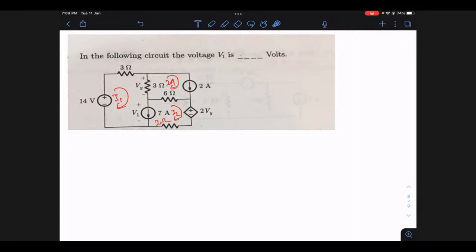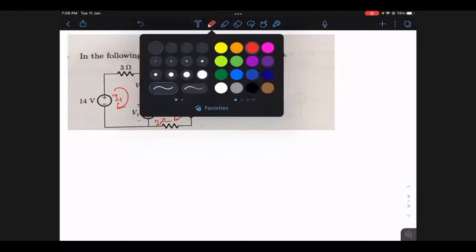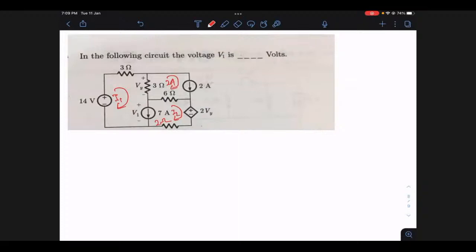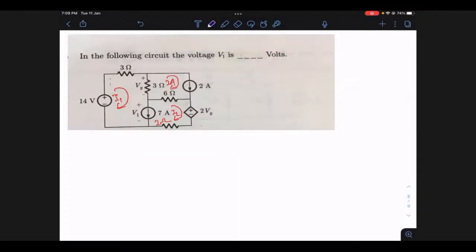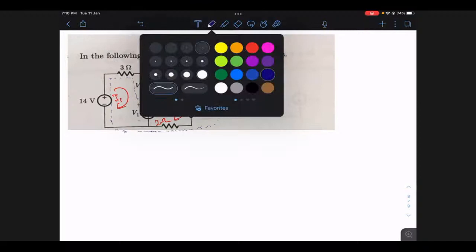Okay, so now let's write the corresponding equations. What is the super mesh if you ask me? The super mesh is like this. Let me highlight it here. You see this dotted blue line which I'm showing. This is the corresponding super mesh.